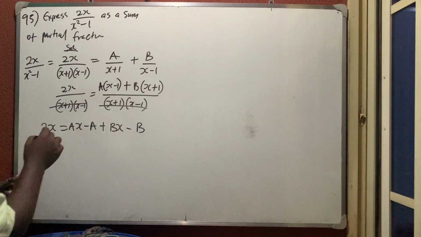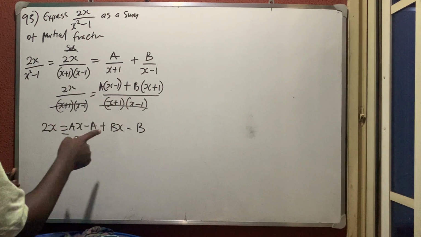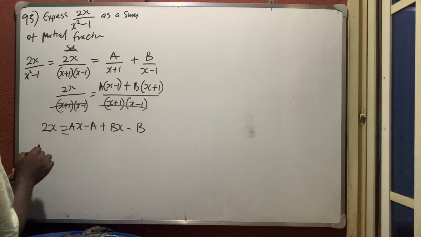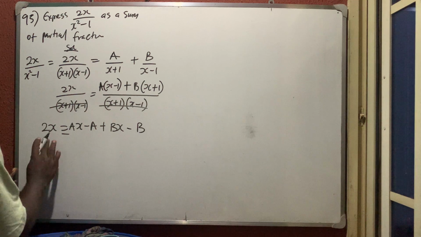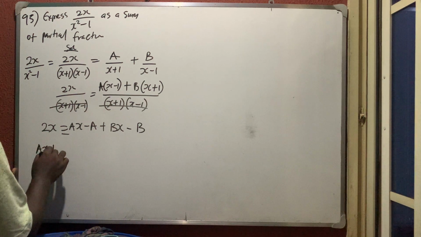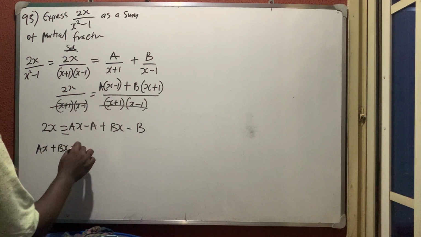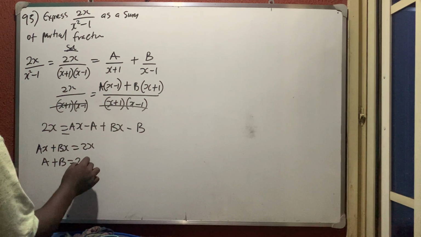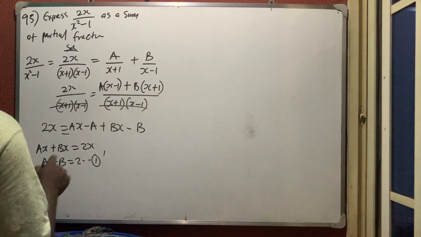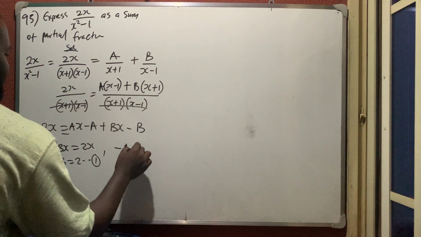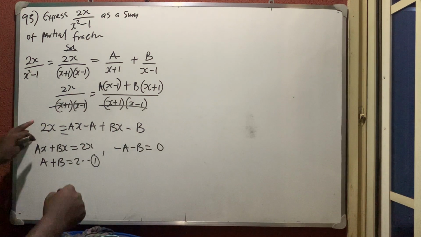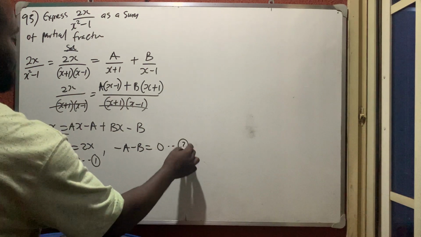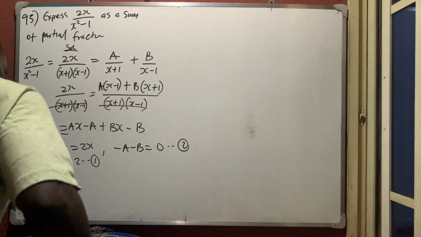Okay? So equivalent. So let us equate. If we're equating, we are going to have that a that has x, ax plus bx is equal to 2x. Therefore a plus b is equal to 2. Equation 1. Okay? Then the one without x, minus a minus b is equal to 0, because there is no constant here. So equation 2.